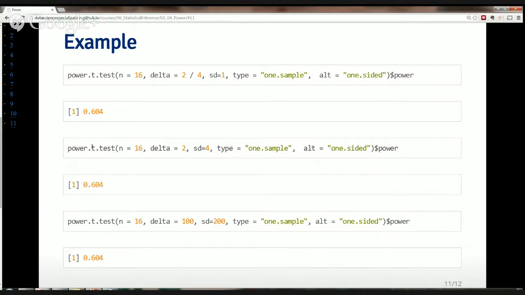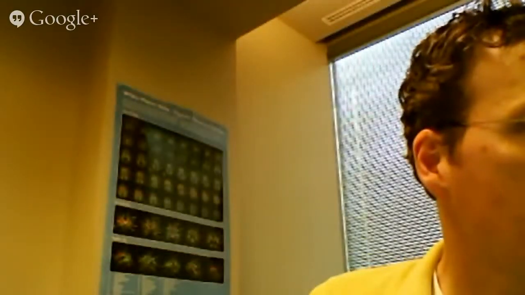But the reason it's not identical is because we're doing power for the t-test here, and in the other case we're doing power for the Gaussian. And then let's also discuss why this power is a little bit lower.